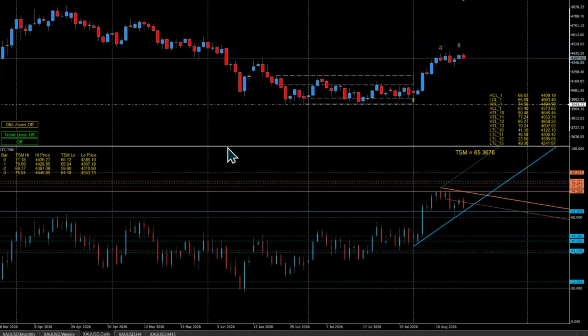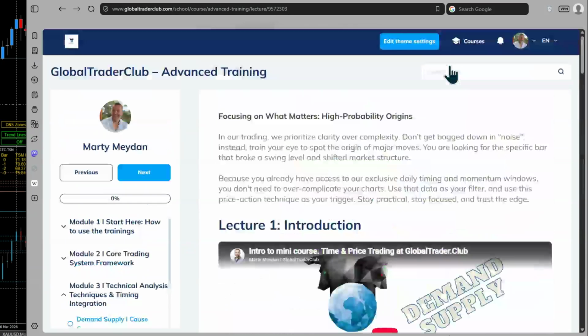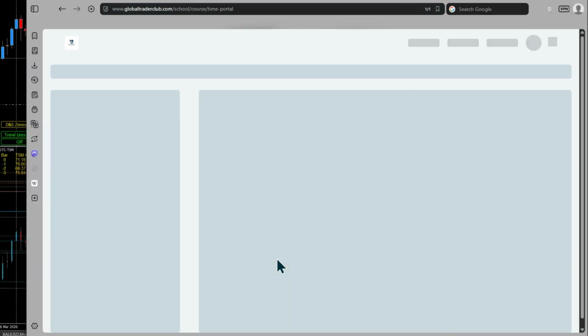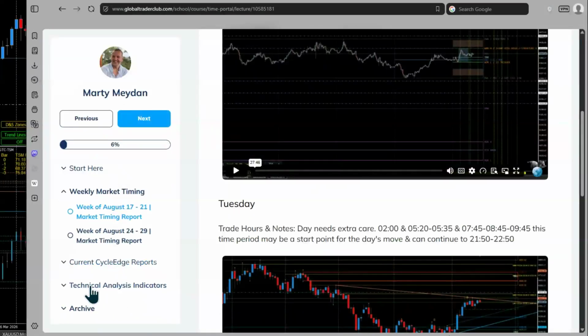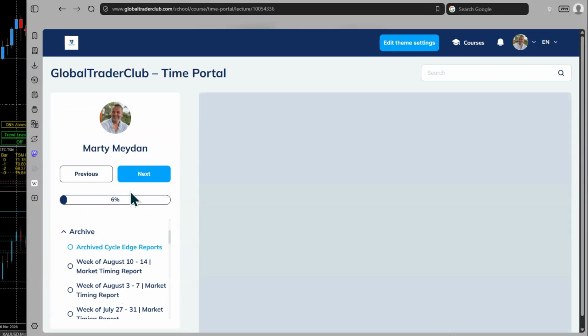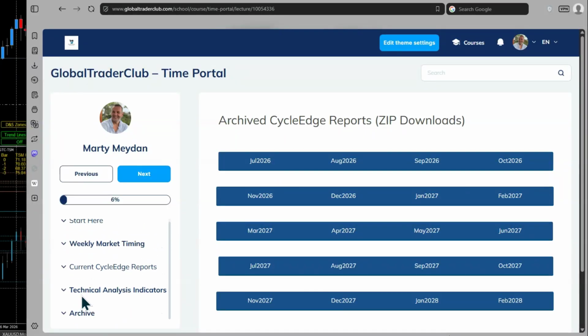Now, if you want to test it out, go back to the courses, come into the portal. Let's take a look at July, because July is going to the archive, and what you'll see here in the archive is the cycle edge reports. You won't be able to see the cycle edge reports from the past here, but if you click on July, it'll download a zip file for the 5 assets that I do here. If you want anything custom, get in touch.